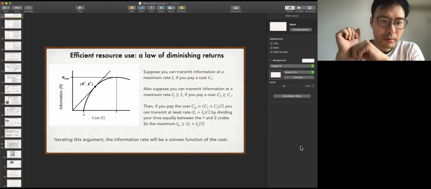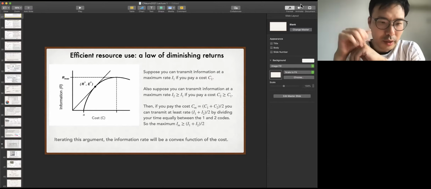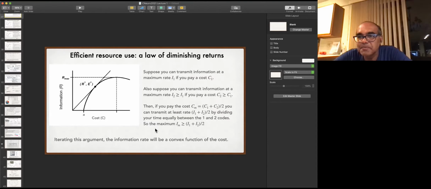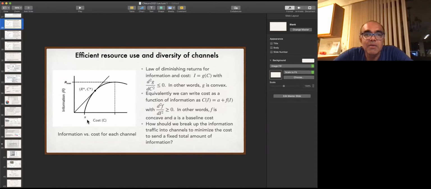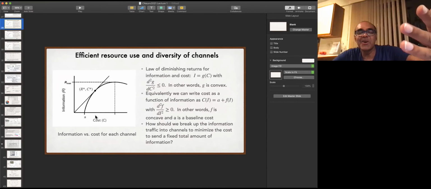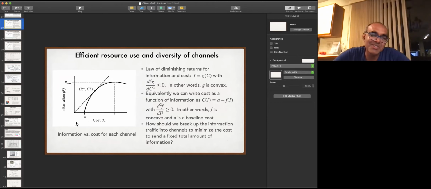About the argument that the steeper this curve is, the more channels you are going to use, because this operating point is moving downwards, right? That's right. Basically, if you flip this curve along the diagonal to get cost per information, then it goes like that, and so then, yeah.